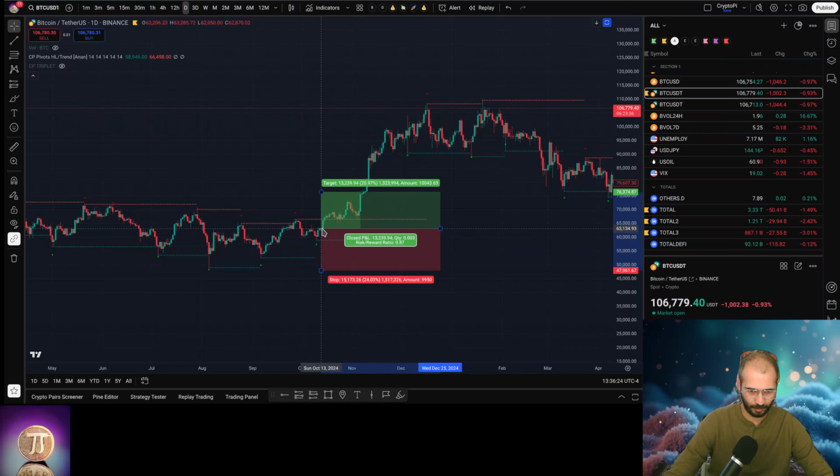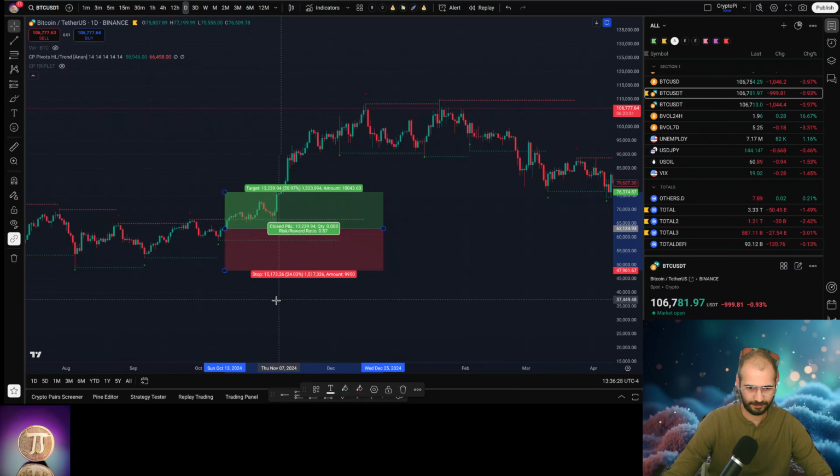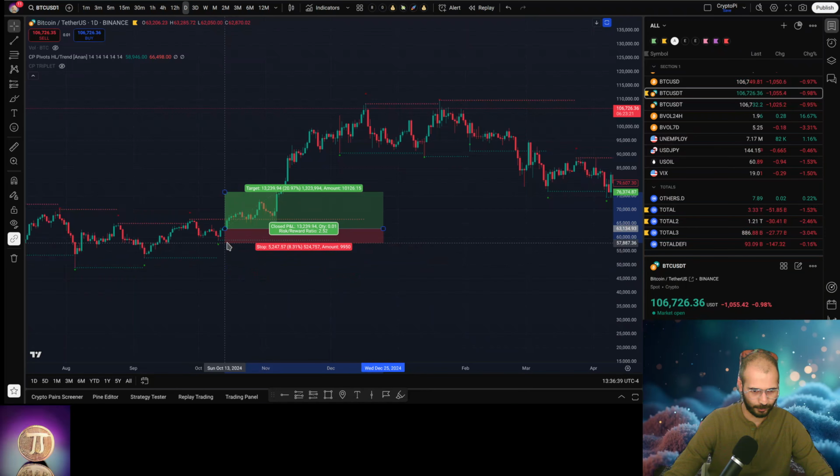I enter at the close of 13th October, and now I have to define where my stop loss would be, because by default this is approximately 1-to-1. If I take this swing low, I will bring the level over here, slightly below the marked points.